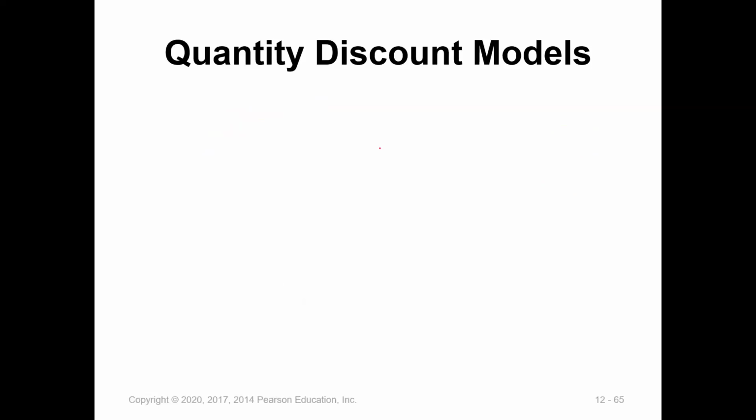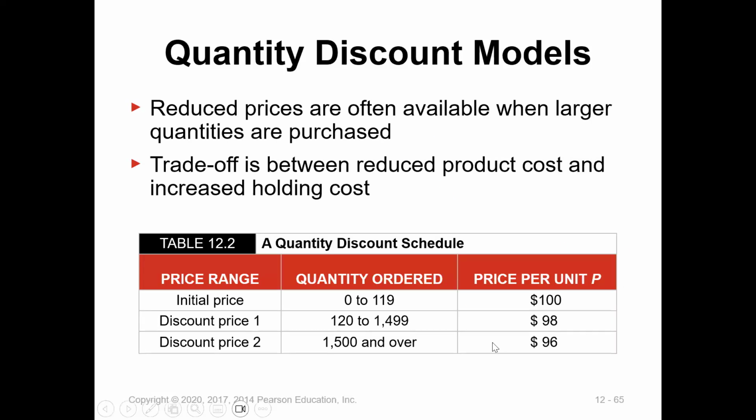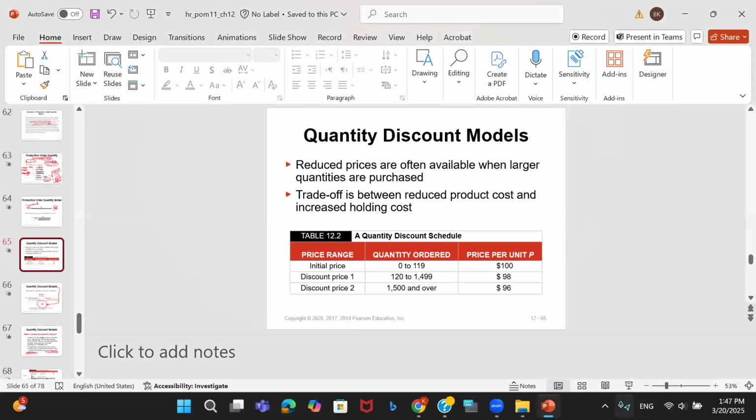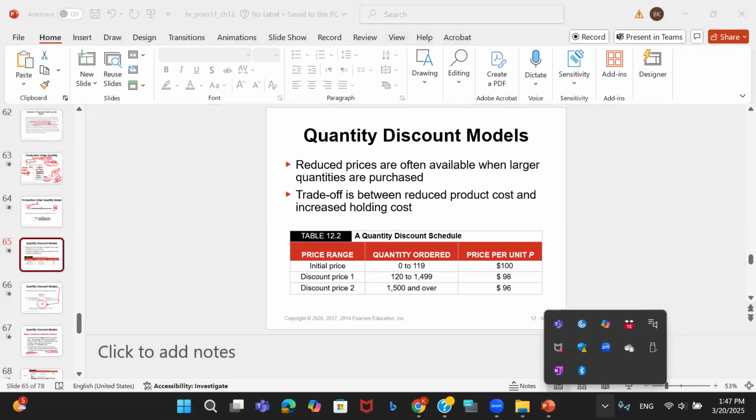The other model is the quantity discount model. So we have the EOQ, we have the quantity discount model and the production model. We covered the production model and the EOQ. Now we are going over the discounted model.